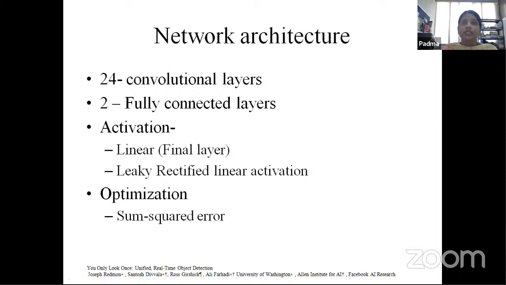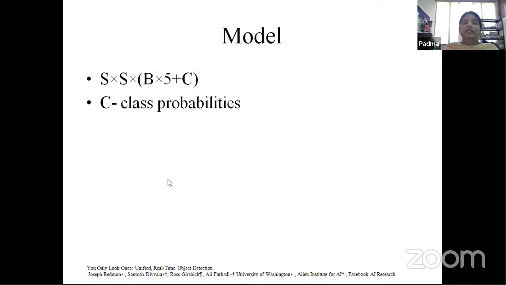One more thing, YOLO detects the object based on regression. So it considers the problem as a regression problem. Hence, the optimization function which this particular algorithm has used is sum of squared error, right? So with respect to the model output, how it predicts.